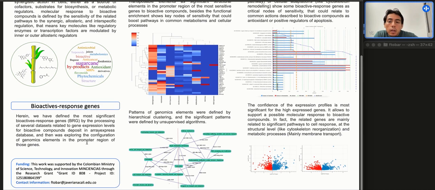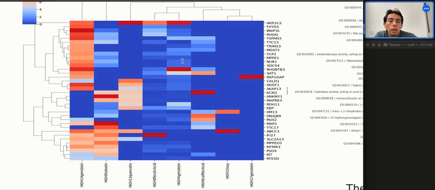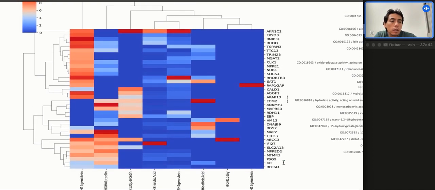In this study, we analyze the expression levels of genes in response to bioactive compounds. We use the information deposited in the RxPET database. We analyzed several experiments for around 20 bioactive compounds, and the idea was the identification of the highly expressed genes and which bioactive compounds had high activity at the level of gene expression.